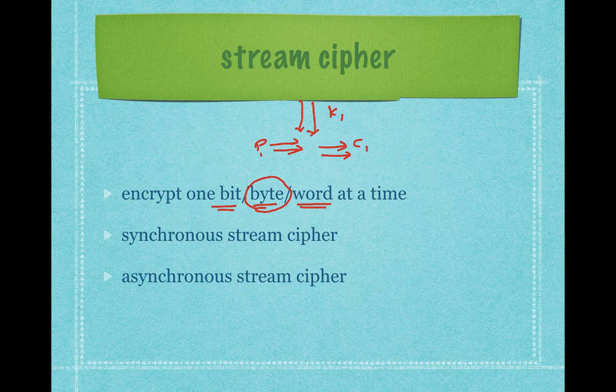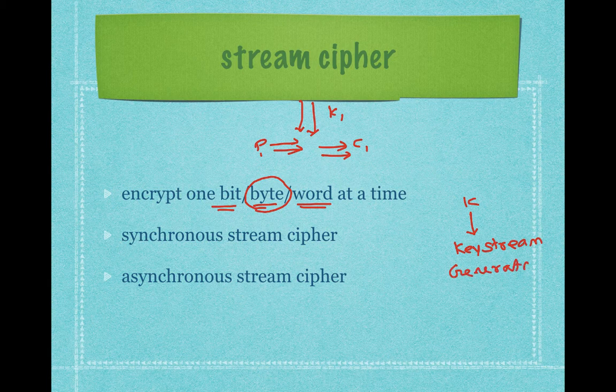Now, the important thing in stream cipher is you will provide a key K, but you will not use the key directly. Instead, you will pass this key to what is called a key stream generator. So there is something called key stream generator.